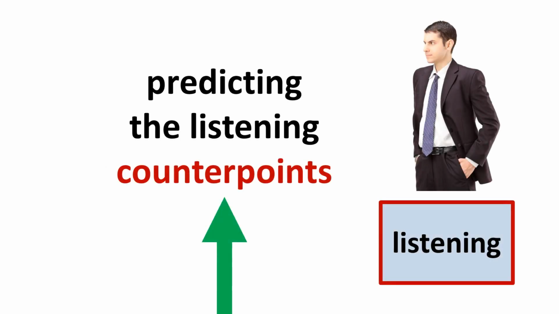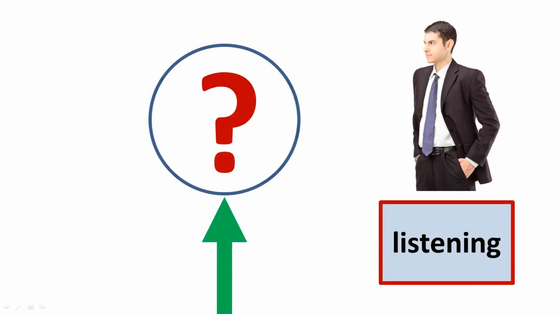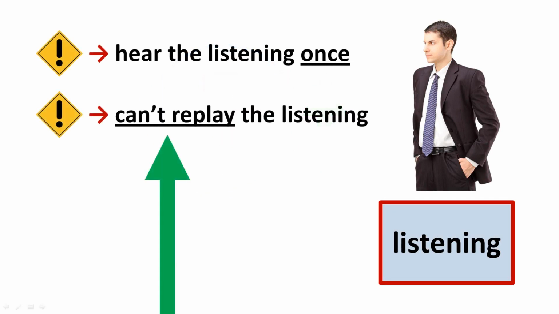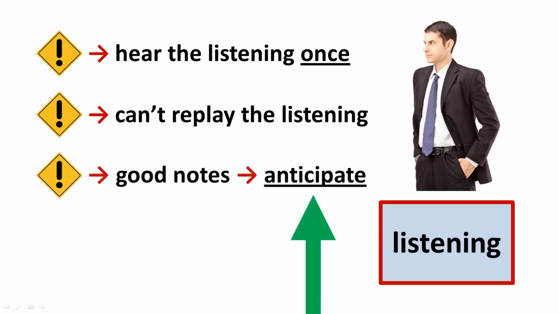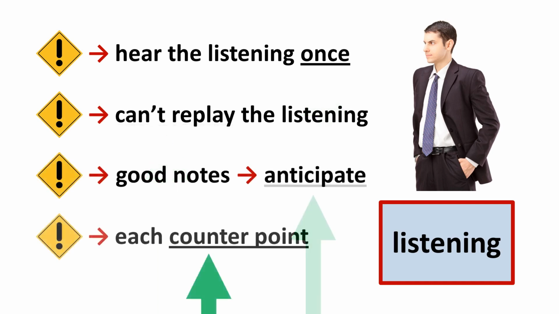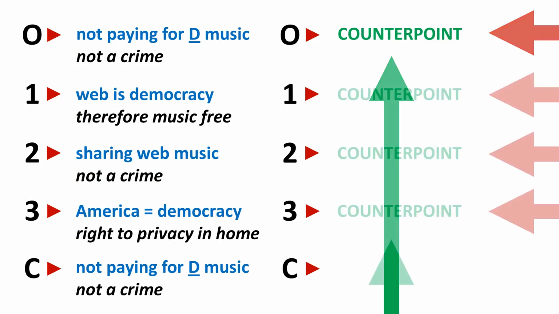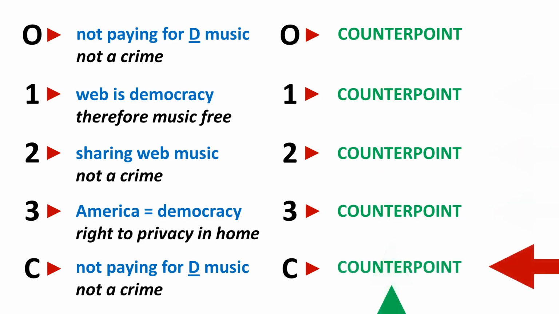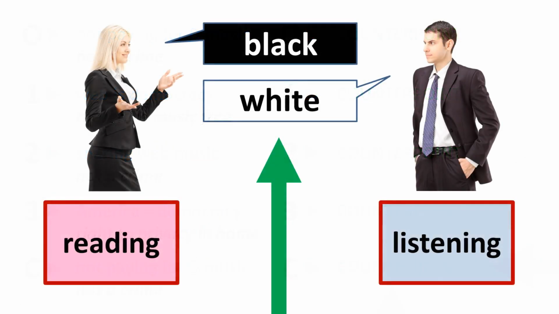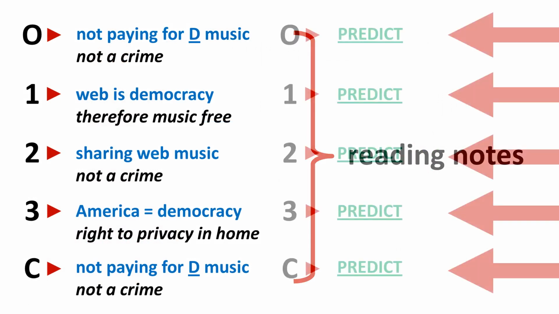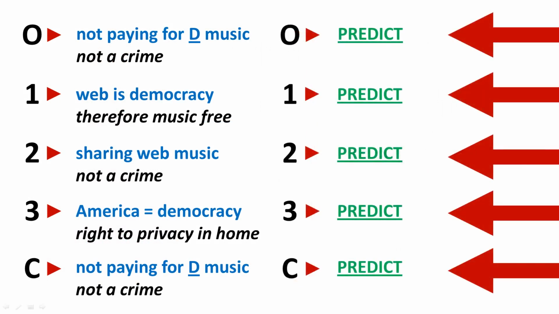For this task, predicting the listening counterpoints is very important. Why? Because you hear the listening only once. You cannot replay the listening. To take good notes, you must be able to anticipate each listening counterpoint, because each listening counterpoint will be opposite each reading point on your note map. Using the black and white rule and the reading notes, I can in fact predict each listening counterpoint. Let's put it to the test.